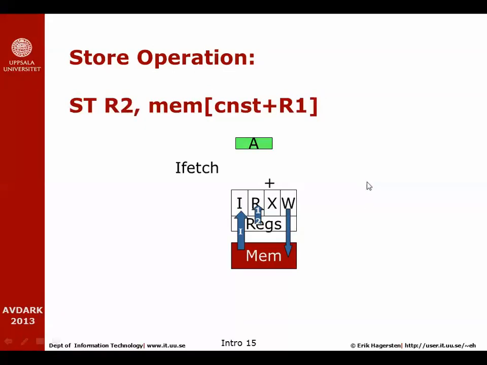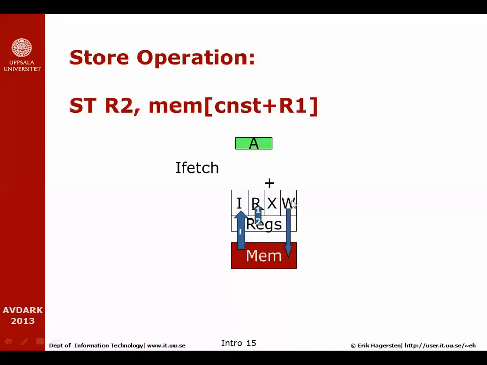The store, of course, is very similar to load, just backwards. Here we would like to store the value that resides in register 2, and we'd like to store that to the memory location identified by the contents of register 1 plus some constant again. So once more, instruction fetch, then we read register values 1 and 2. In the execute stage, we're going to execute this plus, so we know which memory location we are supposed to store the value to.